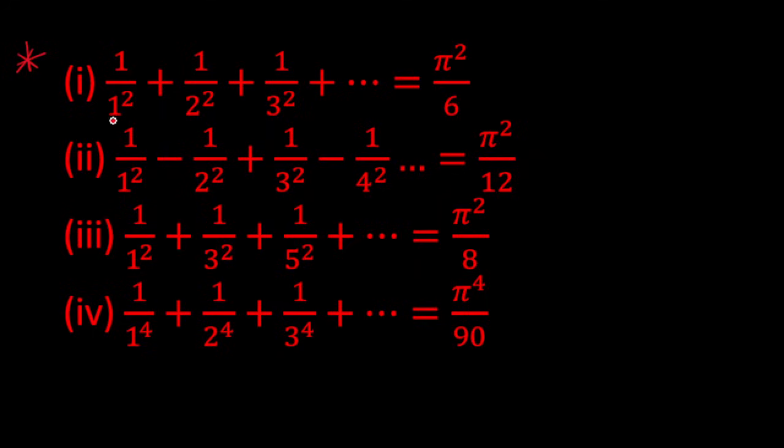So you can see that 1 by 1 square, 1 by 2 square, and so on up to infinity is equal to pi square by 6. This value, 1 by 1 square minus 1 by 2 square and so on, is equal to pi square by 12. This is equal to pi square by 8. This is equal to pi to the power 4 by 90. In case you have watched the playlist, I have proved all of these 4 results in detail in one of my videos in the Fourier Series playlist.